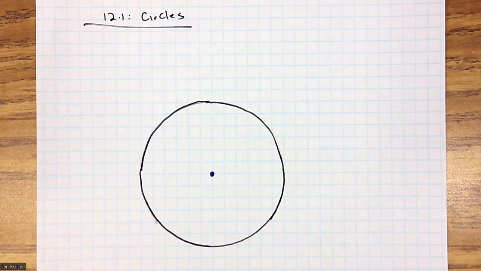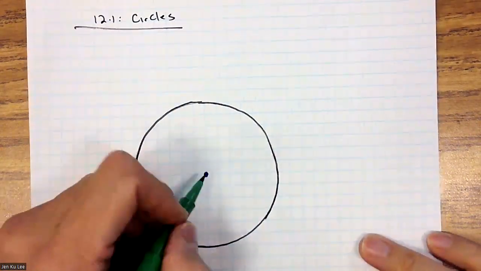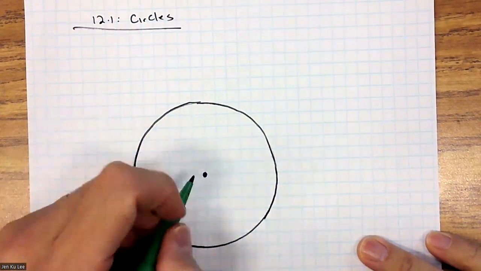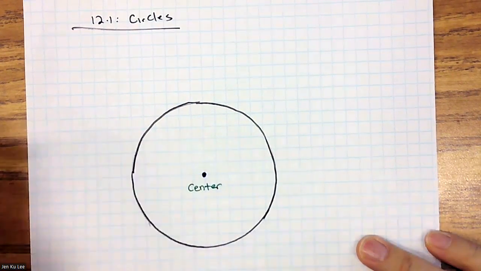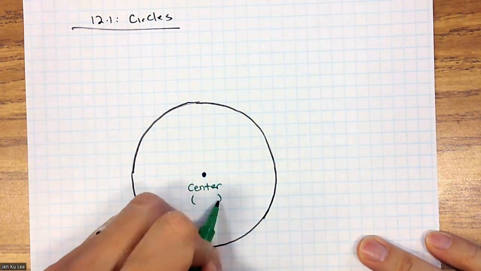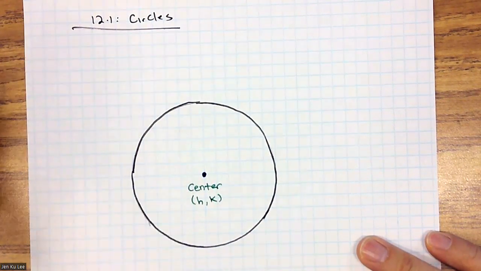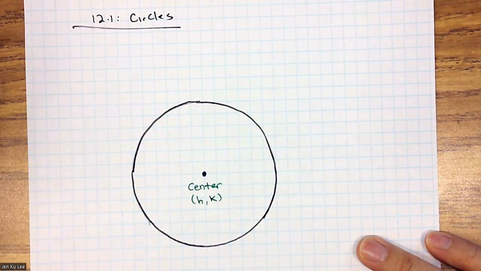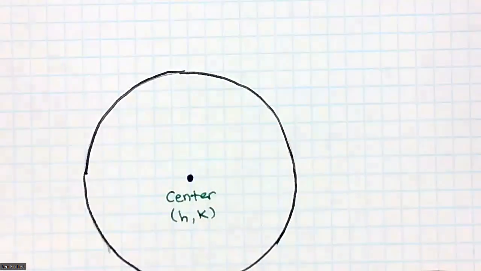So this is 12.1 on circles. Okay, so this is a circle. And here, let's just label this. Here is called the center. And we label this two variables, h and k. Okay? That's center h comma k.